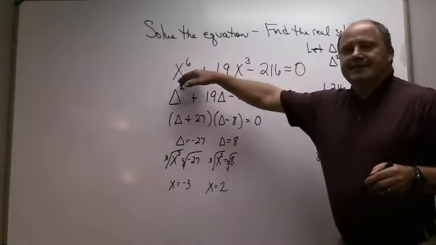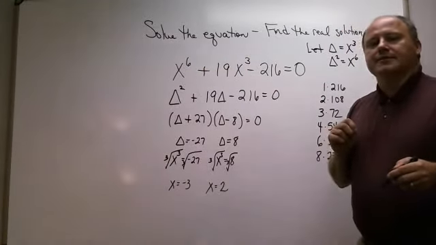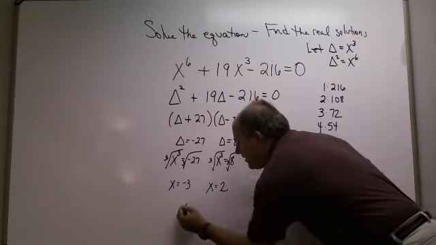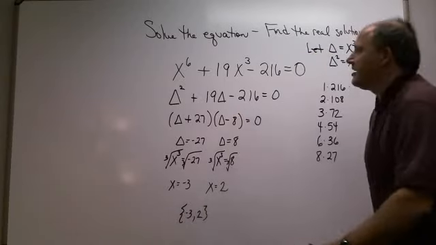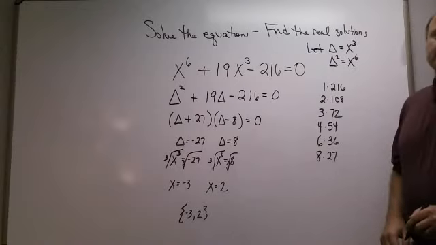It has 6, like I said. The other 4 are complex. So the solution set is negative 3 and 2. And that solves this equation for the reals. And that is it.